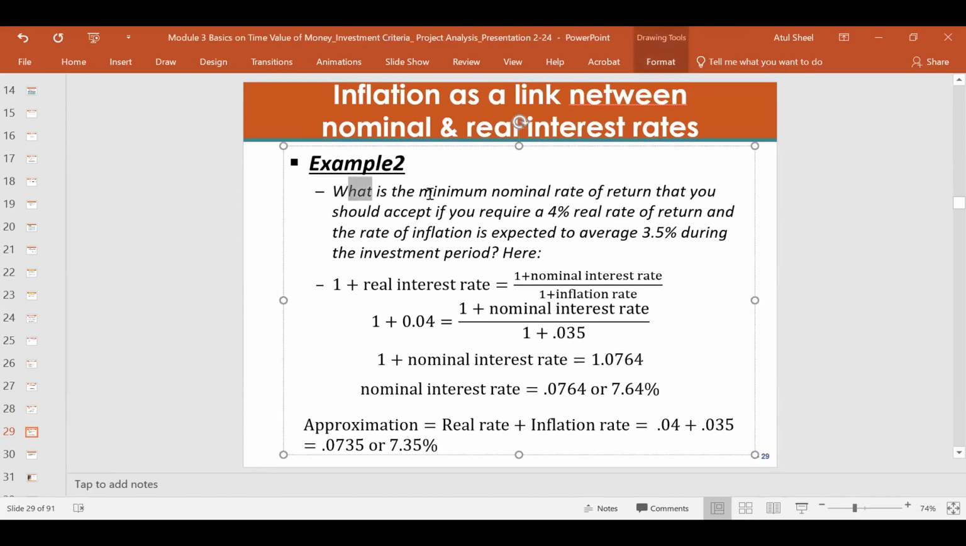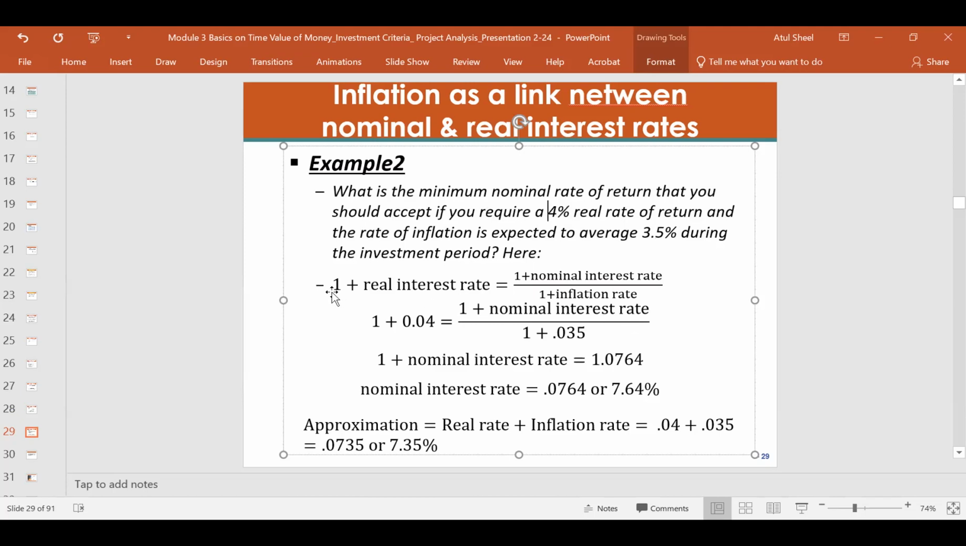Another example: what is the minimum nominal rate of return that you should accept if you require a 4% real rate of return, and the inflation rate is expected to average 3.5% during the investment period? So you want a 4% real rate of return. Inflation is expected at 3.5%. So what is the minimum nominal rate of return that you would accept?